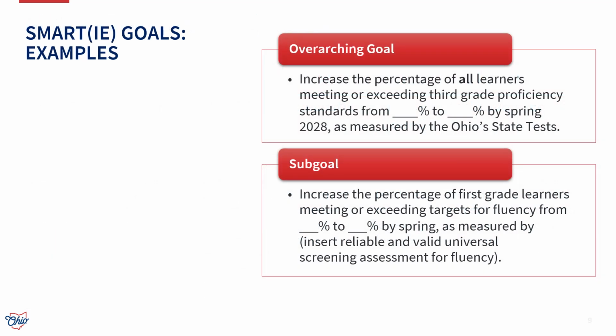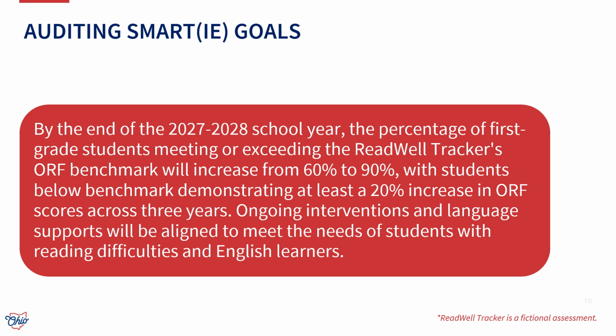Here is an example of an overarching SMARTY goal and sub-goal. Notice the overarching goal includes proficiency increases for all learners, while the sub-goal specifically calls out needs in first grade. Let's take a look at an additional example of a SMARTY goal based on a fictional assessment, Read Well, and unpack how it meets the criteria.